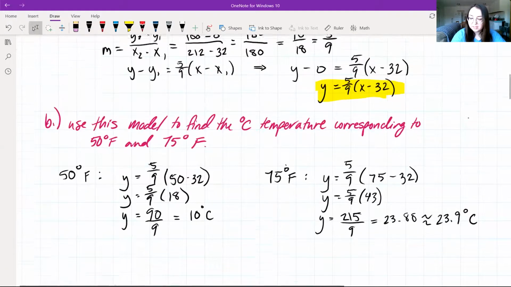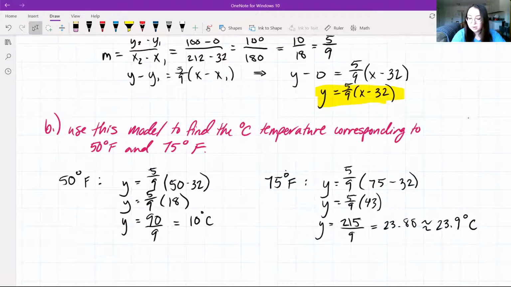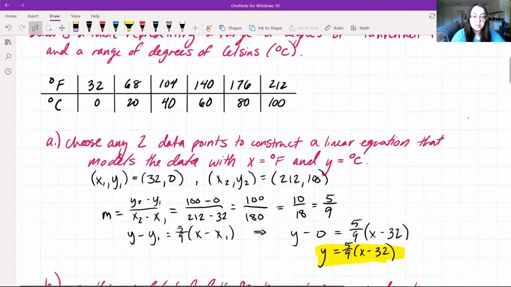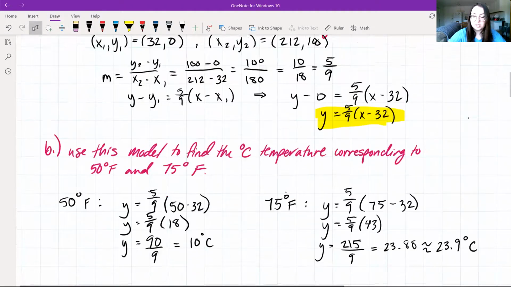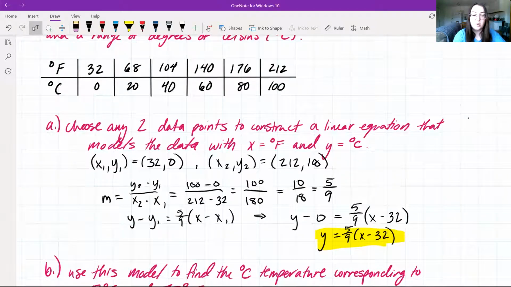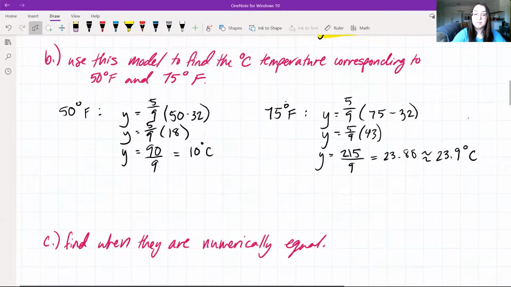All right, so we have 23.9 degrees Celsius, and our original temperature in Fahrenheit was 75. So 75 is going to land in between 68 and 104 degrees Fahrenheit. And it looks like 23.9 degrees Celsius also falls between that range. So we can assume that that would also be correct.